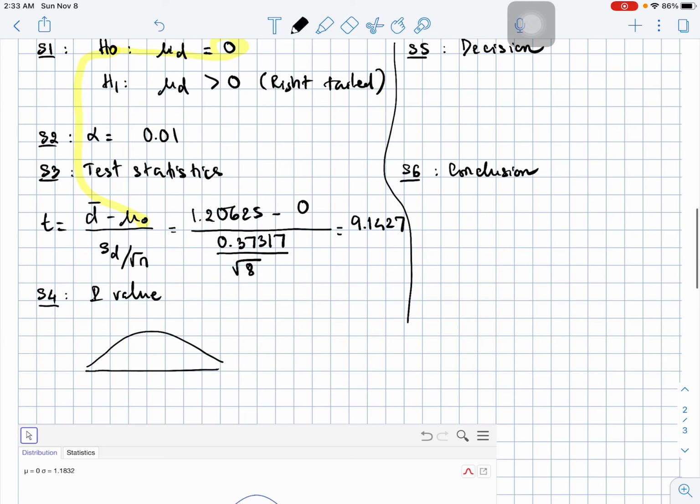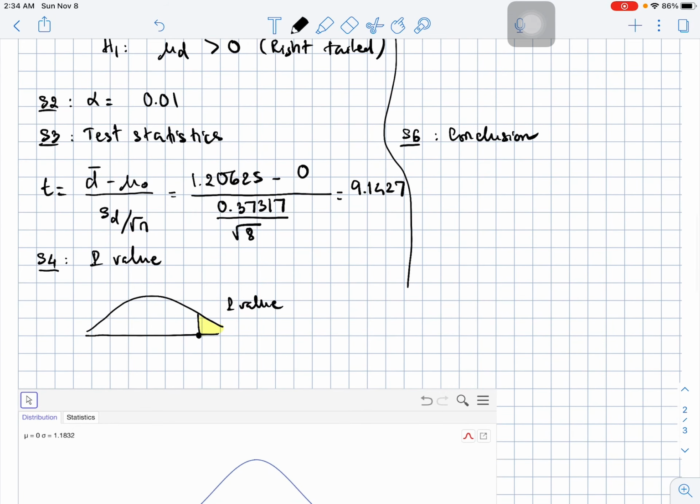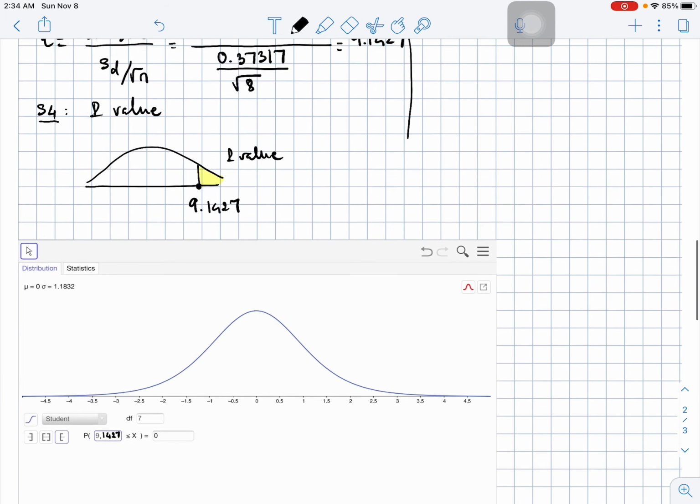Step number 4 is compute the p-value. We will use the right tail as said in step number 1. So the yellow area is the right tail, and that is the p-value. For this point right here, we will put the step number 3 number, that is the test statistic, 9.1427. To calculate this p-value, I use GeoGebra.